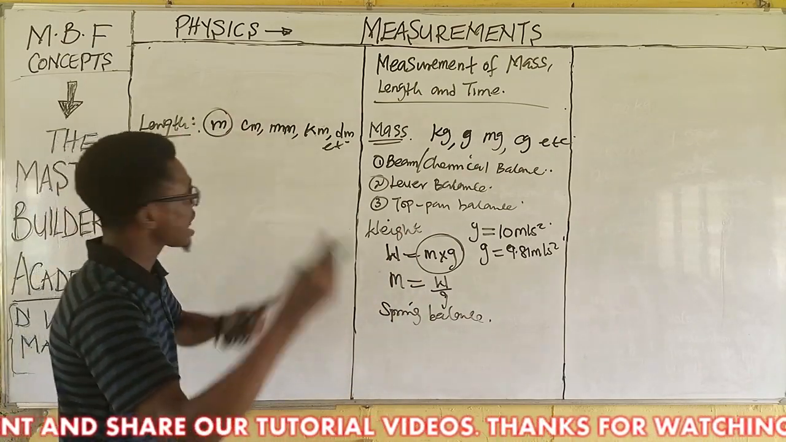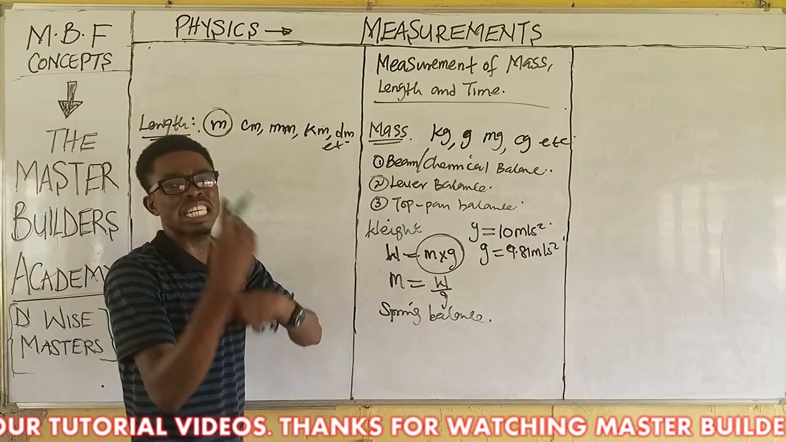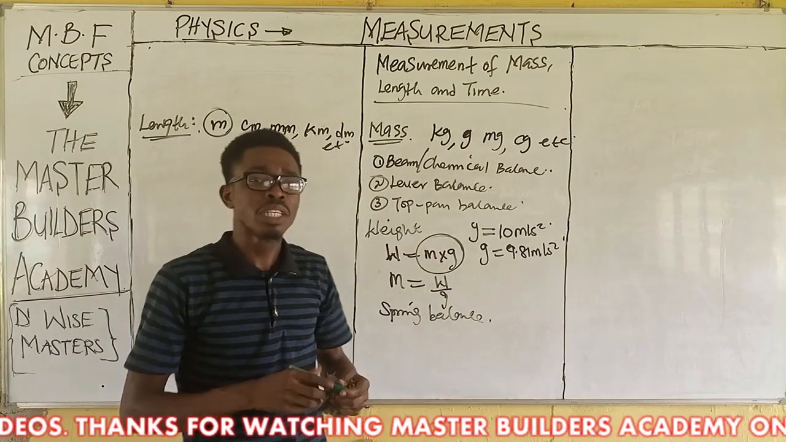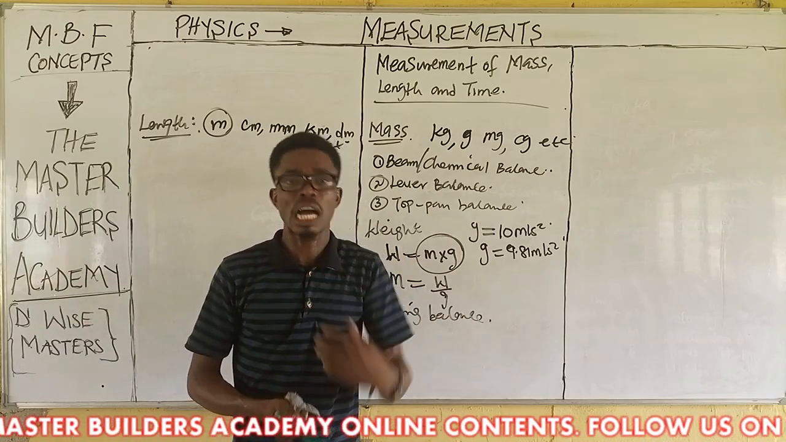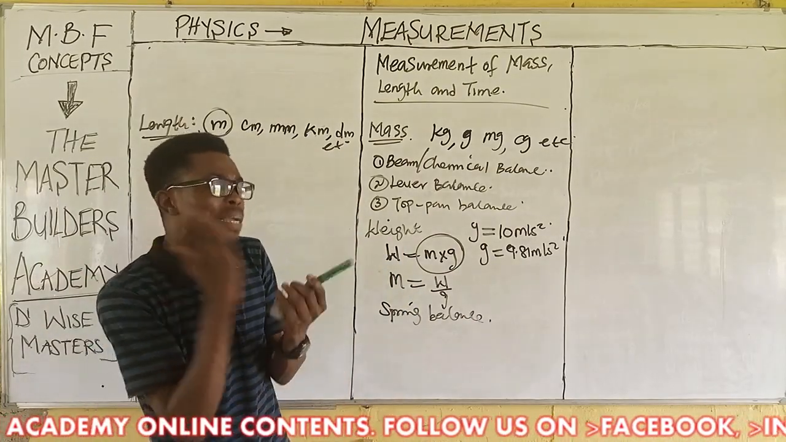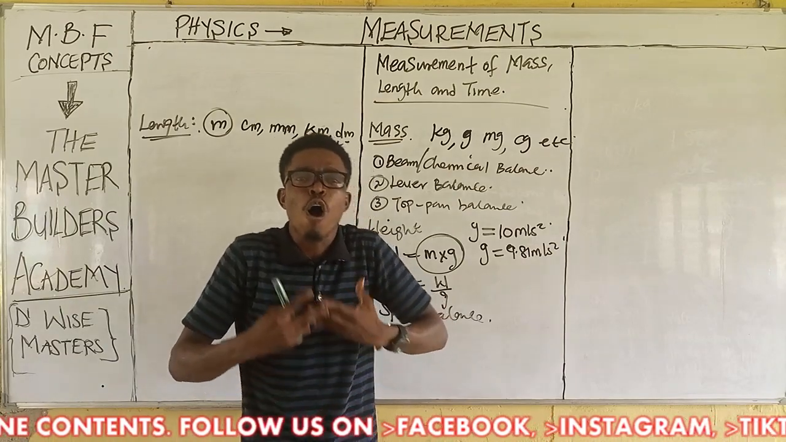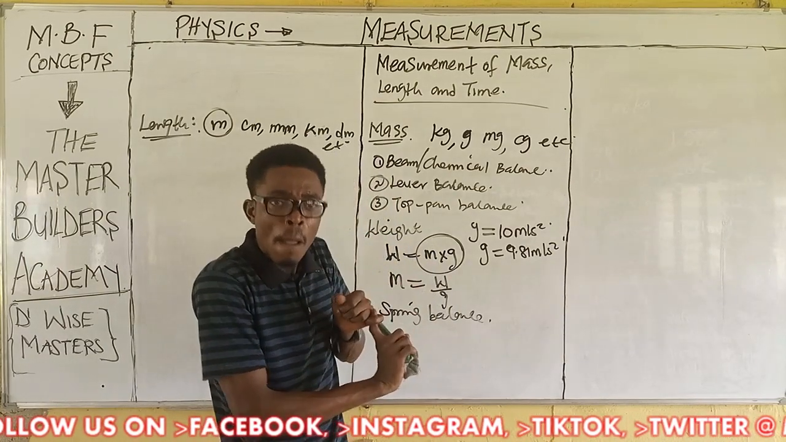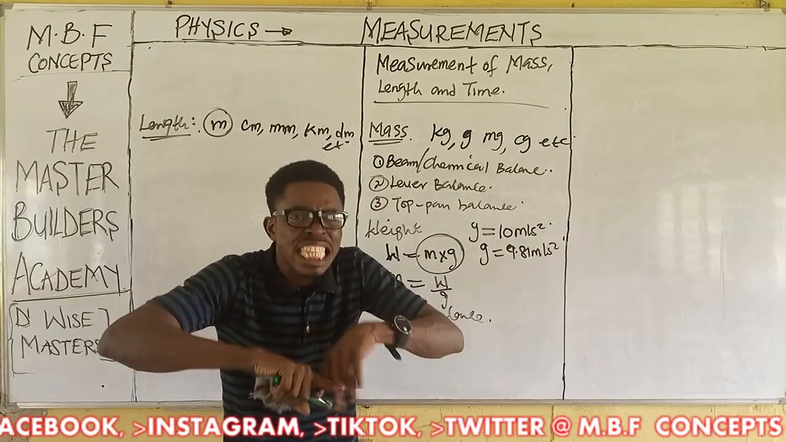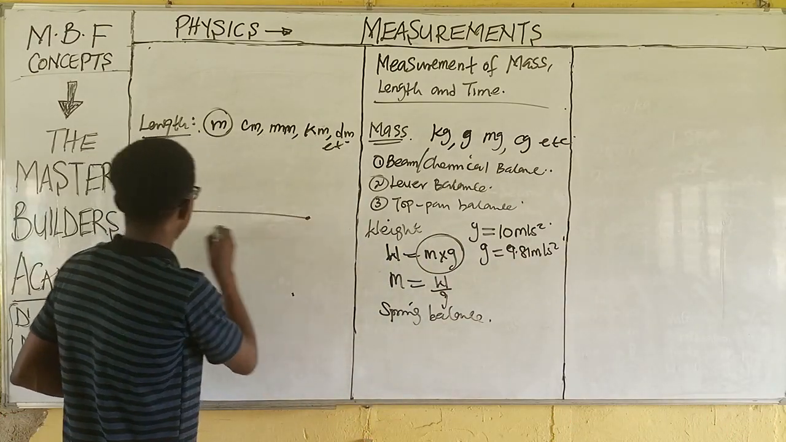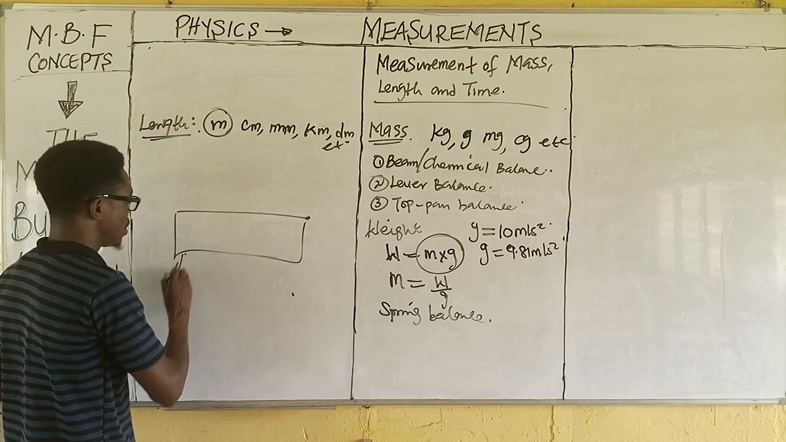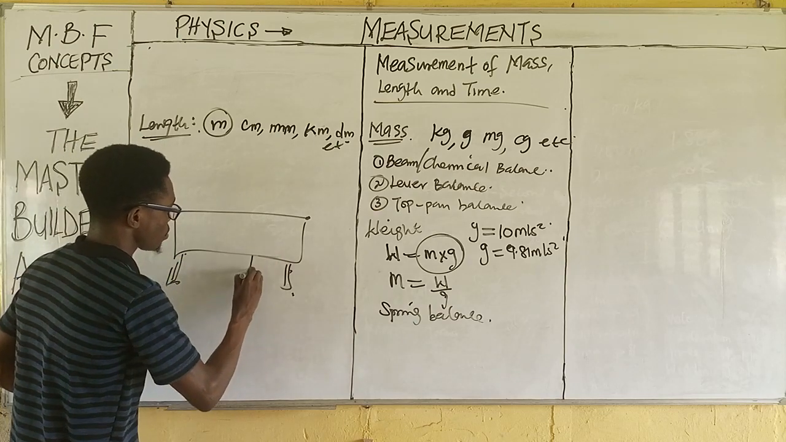So when you are given a centimeter, millimeter, kilometer, decimeter, or any other unit of length, you must convert to meter. Now guys, what is meter? The meter is the measure of separation between two distinct points. Now, if this is what I have here, maybe this is a table. For instance, I have the table legs, okay?